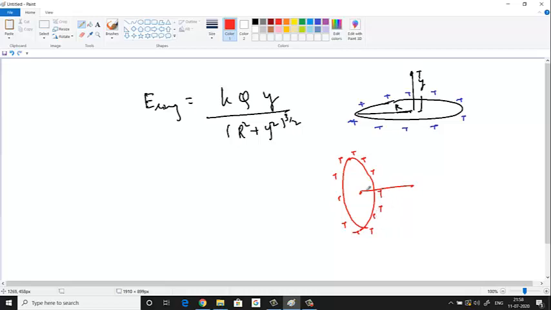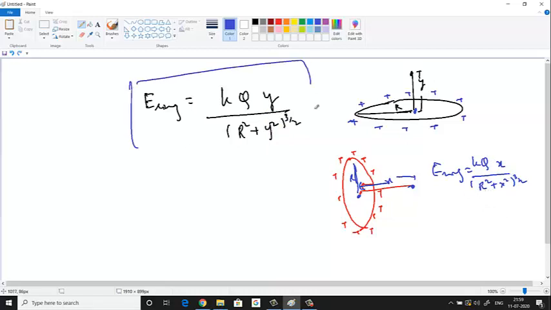If this distance is x from the center, what did we take the distance as here? Here we took it as y. Here if we say it is x, from the center of the ring, then here also the formula is going to be the same, and the radius is say capital R only. Then kqx by r square plus x square whole power 3 by 2 it will become. Whatever distance you take from the center, if you took it as y you'll get y, if you took it as x, you'll get x. So this is the value of electric field due to a ring.